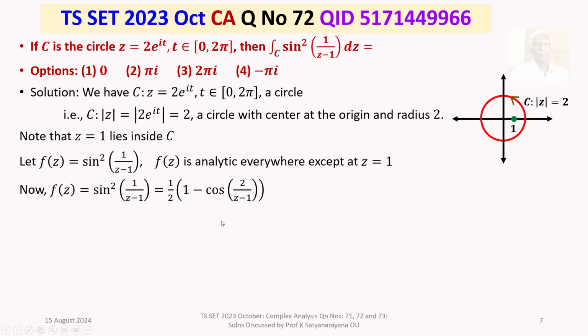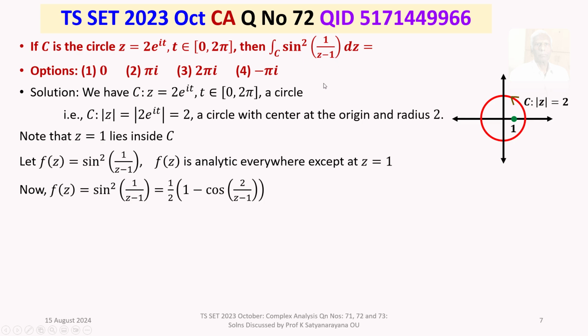Now what are we trying? Because this is an integral taken round C, sin squared of 1 by z minus 1 dz, by Cauchy's residue theorem it will be equal to 2 pi i into the sum of the residues. But this function has only one singularity, that is z = 1, which lies inside. Therefore, it is 2 pi i into the residue of this function at z = 1. How do I find the residue?